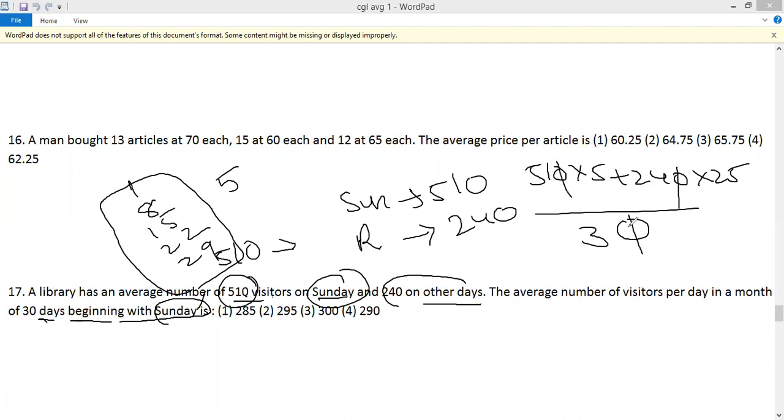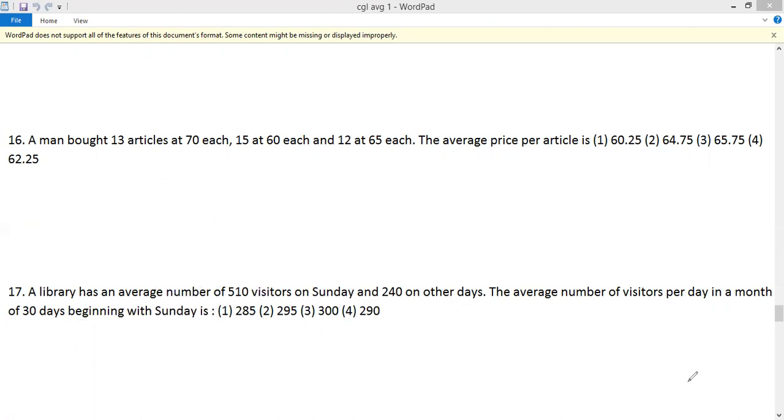0, 0, 3. 3 1 j, 3 17 j, 3 8 j. Okay, 17 5, 85 plus 200, right? So 285 answer, right? Simple only, that is everyone can do easily. Very simple assumptions.